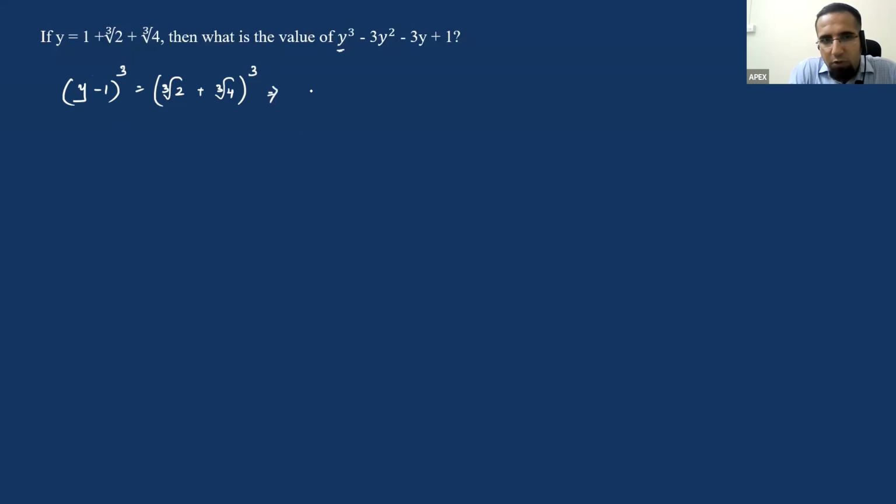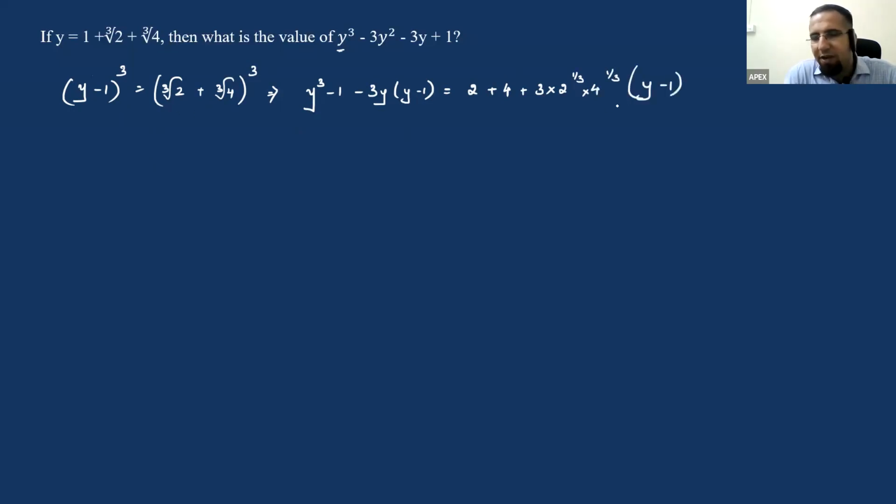So once I cube on both the sides, what do I get? I get y cube minus 1 minus 3 into y into 1 into y minus 1. Right hand side will be 2 cube whole cube is 2. 4 cube whole cube is 4. Plus 3 into a into b. 3 into 2 to the power 1 by 3 into 4 to the power 1 by 3. Into a plus b. Now, instead of a plus b, I can always write y minus 1.